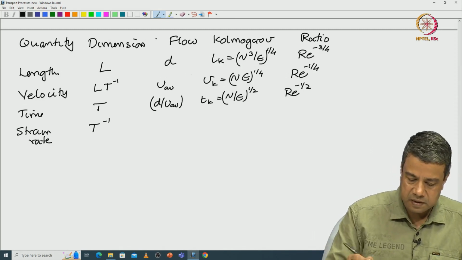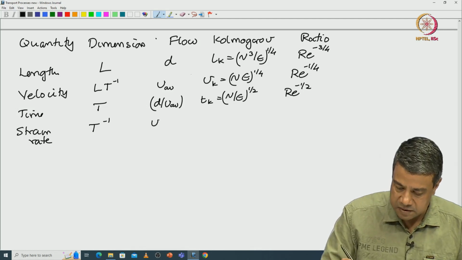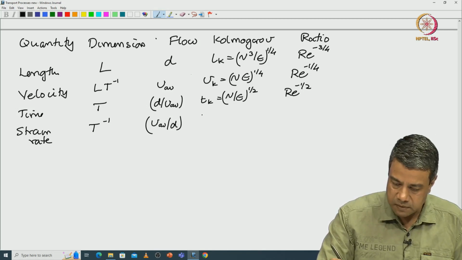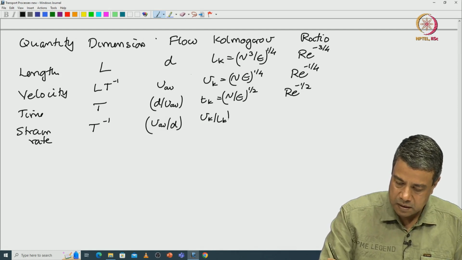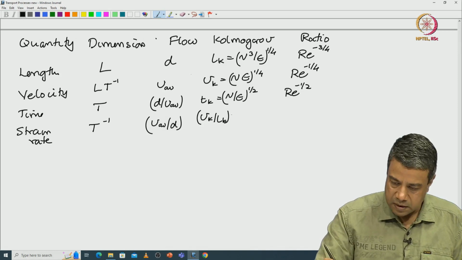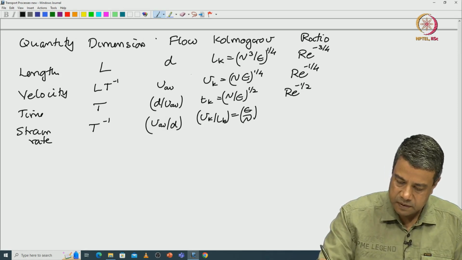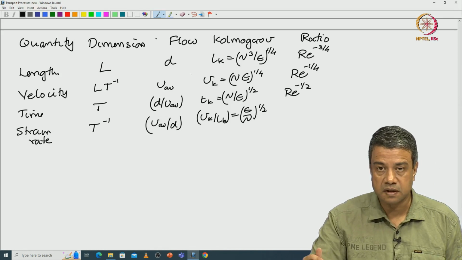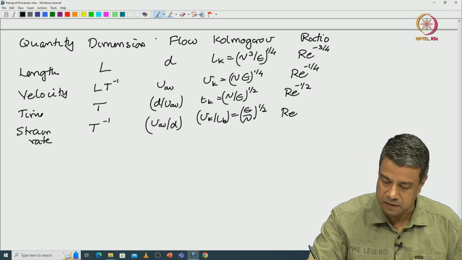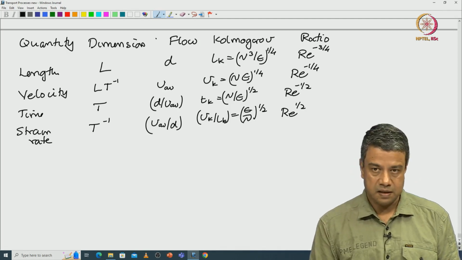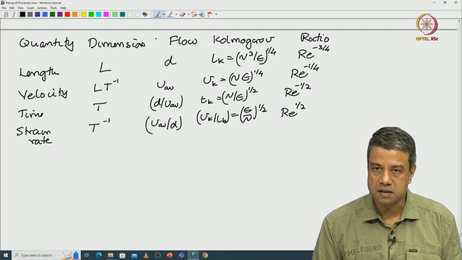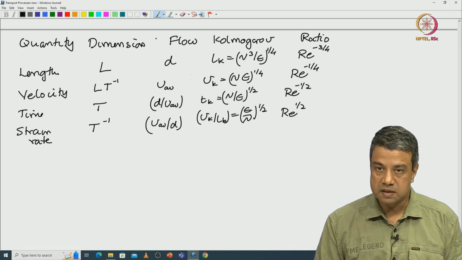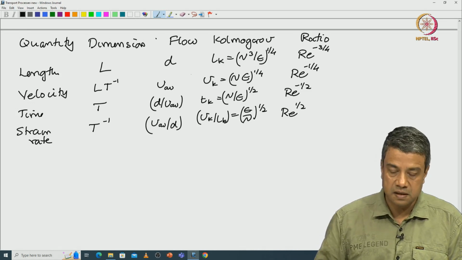Strain rate has dimensions of T inverse. For the large scale, this is the inverse of the time scale, the ratio of the velocity and the diameter. And the strain rate for the Kolmogorov scale is going to be equal to Vk by Lk. If you work it out, this will be (epsilon by nu) power half. The ratio of these is the inverse of the ratio of the time scales. Strain rate has the inverse dimension of time, therefore, this is going to be equal to Re power half. So, the strain rate in the smaller scales is actually much larger than the strain rate in the large scales. The strain rate in the large scales is V average by d. Strain rate in the small scales is much larger, it is Re power plus half times the strain rate in the large scales.